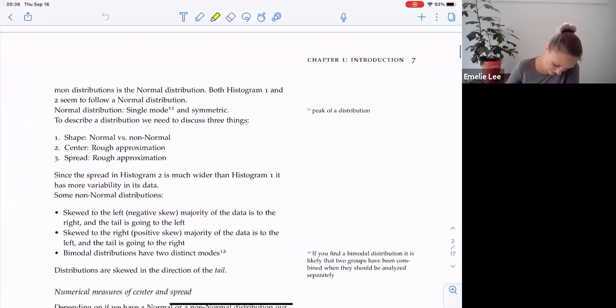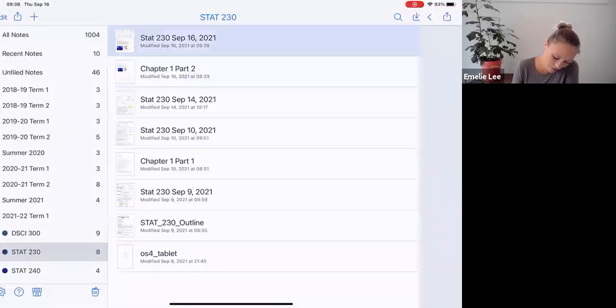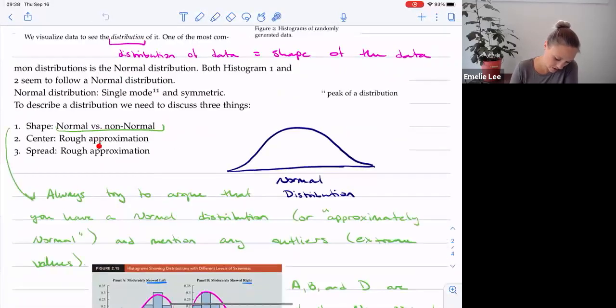I keep wanting to keep going, but I actually have more to talk about here. So when we talk about the shape, you always want to argue that you have a normal distribution, unless it's clearly non-normal, then you've got skewed to the left, skewed to the right, moderately skewed, highly skewed, that kind of thing.